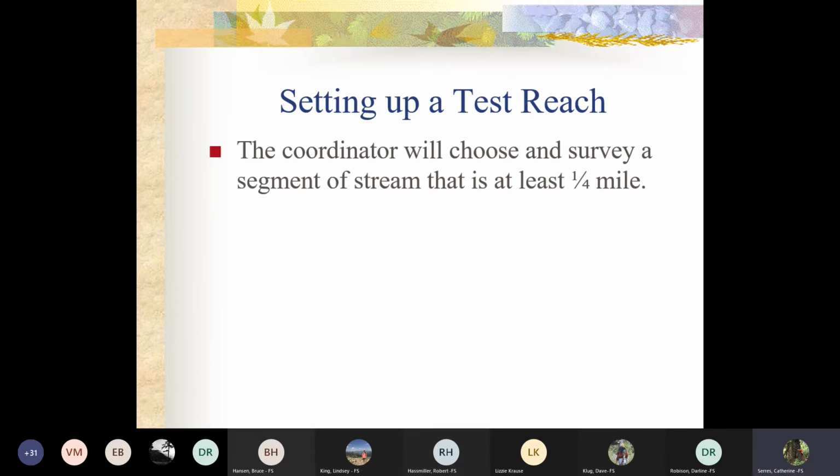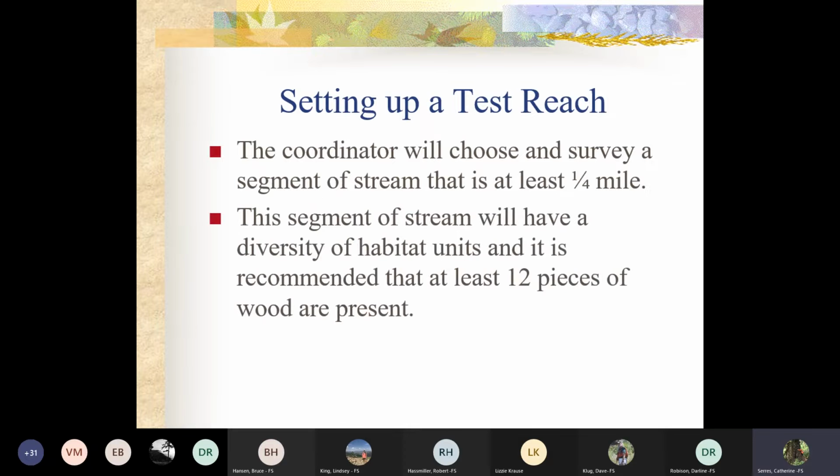So when we talk about setting up a test reach, it should be at least a 1/4 mile long. It should include some decent wood. I know sometimes it's hard to get 12 pieces of wood, but you want to have a nice diversity of habitat units and get as much wood as you can within that test reach.